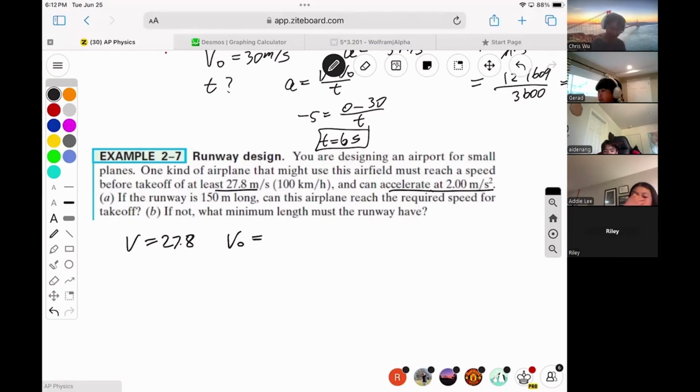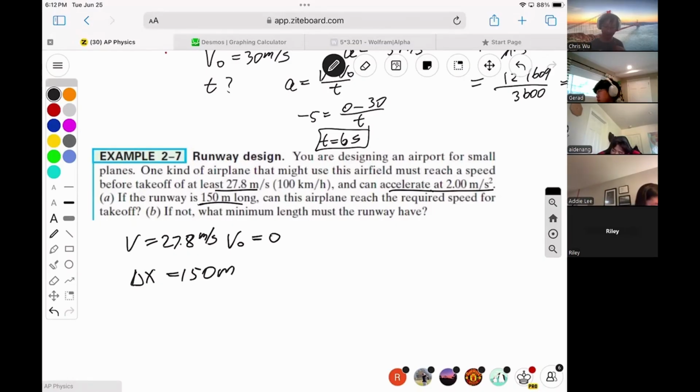I need to start accelerating before takeoff. So V0 is 0, and this is in meters per second. And I know the runway is 150 meters long. So in other words, my delta X is 150 meters, right?